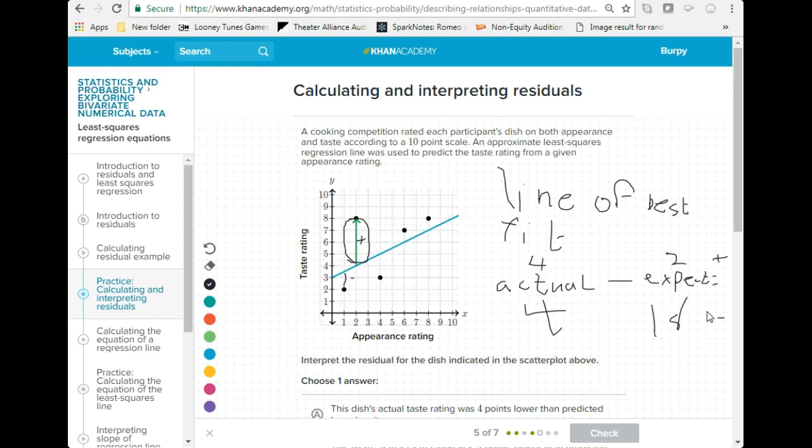And that can tell you a lot, because it can tell you if it's lower or higher than the average. In some cases lower is better, but in some cases lower is not, such as time, where lower is faster. But for this question, we're doing a cooking competition. A cooking competition rated each participant's dish on both appearance and taste according to a 0 to 10 scale. An appropriate least squares regression line was used to predict a taste rating from the appearance rating.